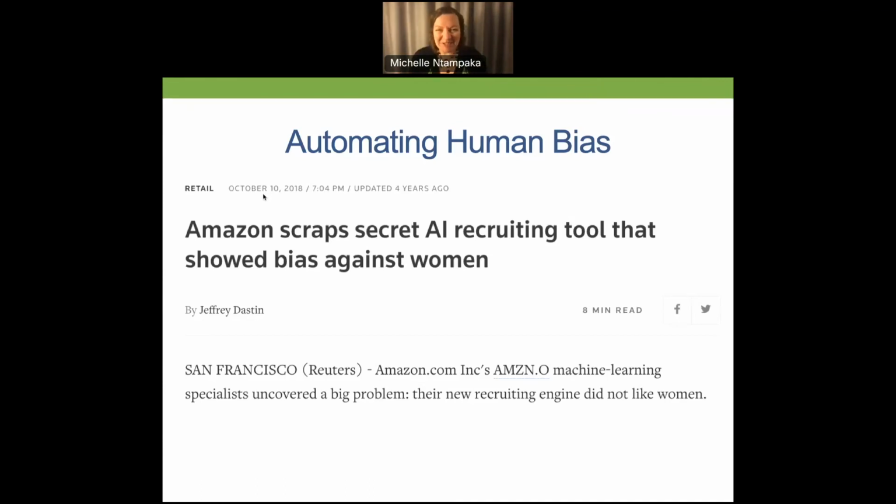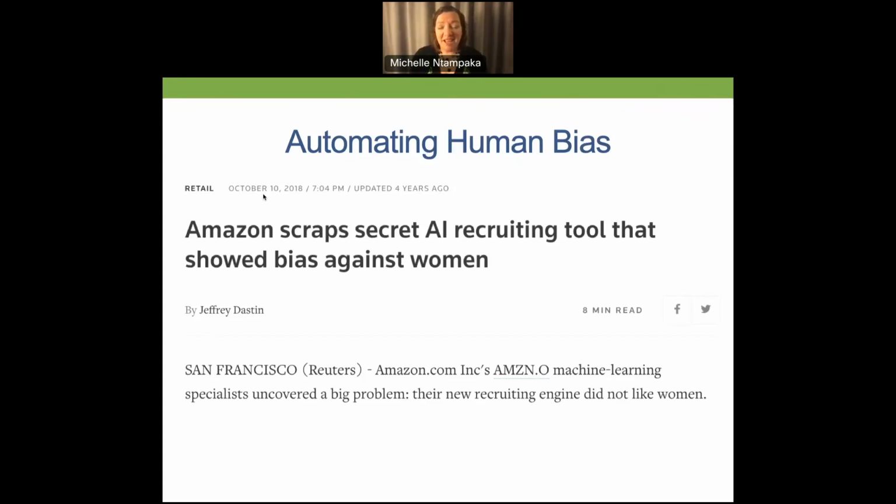What the algorithm actually did was it learned to look for men, and in particular men from high socioeconomic backgrounds. So if the algorithm identified anything about a resume that indicated that the candidate was a woman, or that the candidate came from a low socioeconomic background, it downweighted that candidate. Ultimately, Amazon scrapped that.